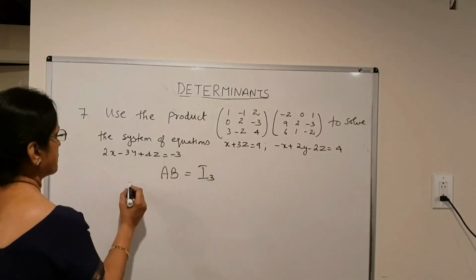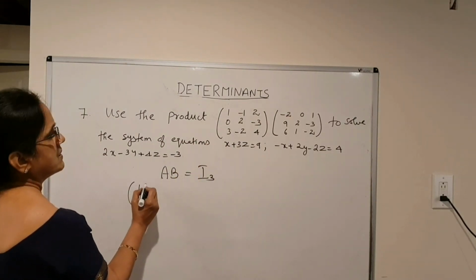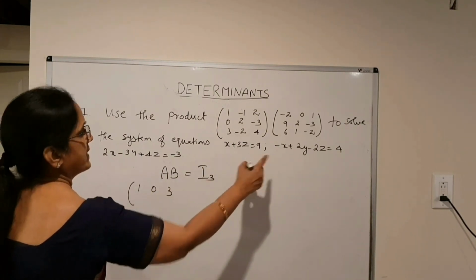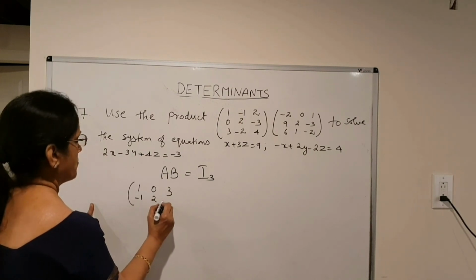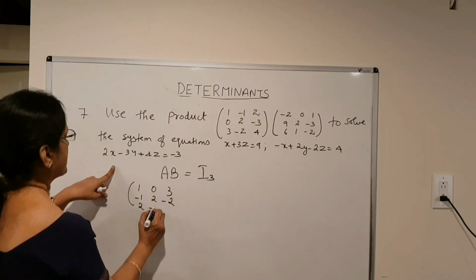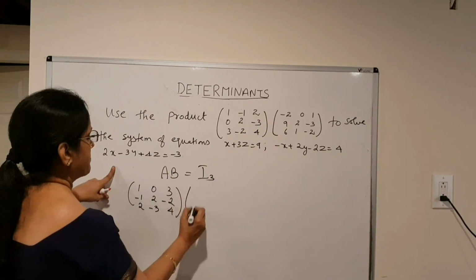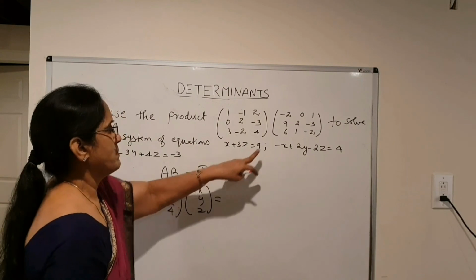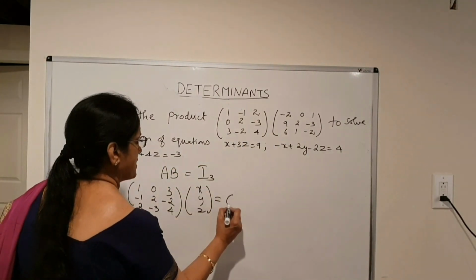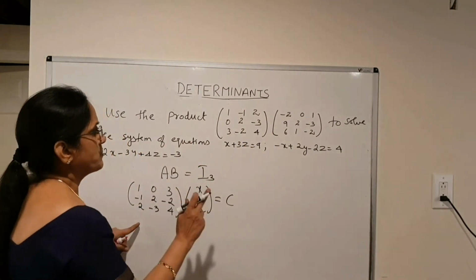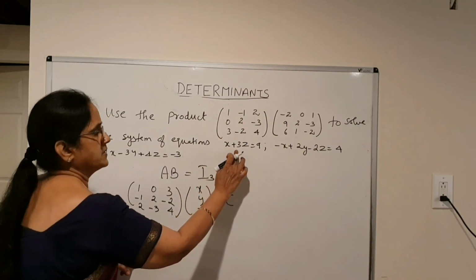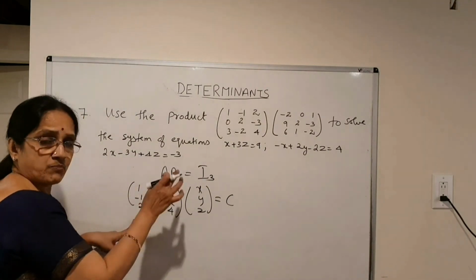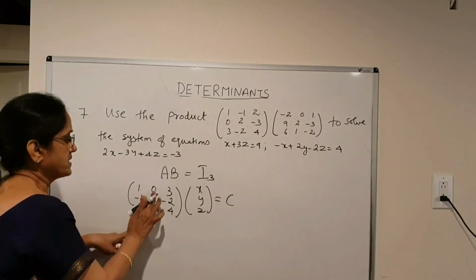Now when you put it in matrix form, what do you get? 1, Y is not there, so 0, 3. Then minus 1, 2, minus 2, 2, minus 3, 4 multiplied by x, y, z, which is equal to, already you have the B matrix, so we take it as some C. Here care should be taken, there is no y term. So when you put it in matrix form, you need to write here 0.